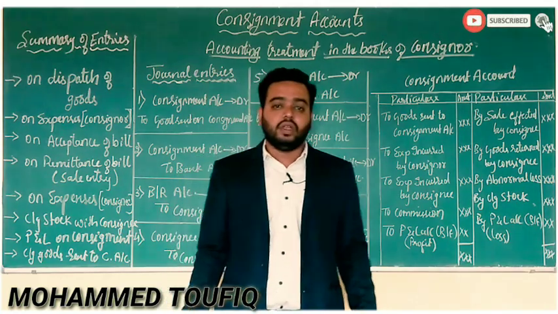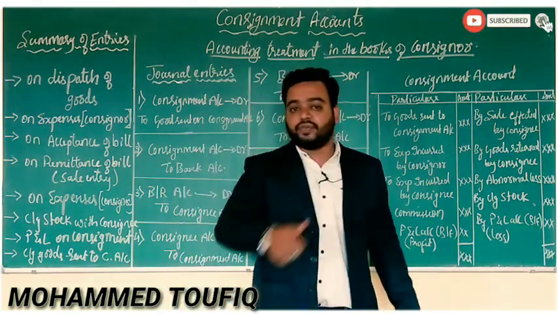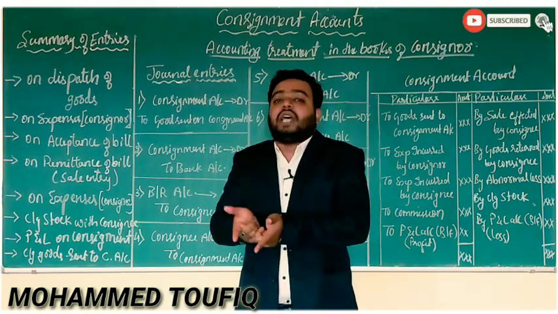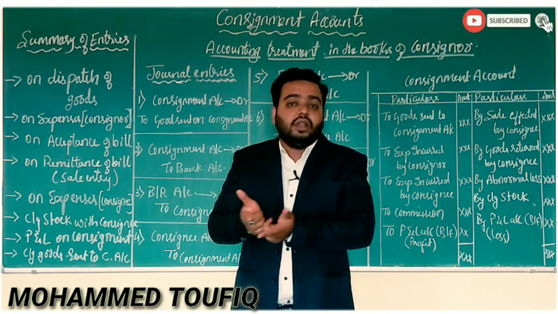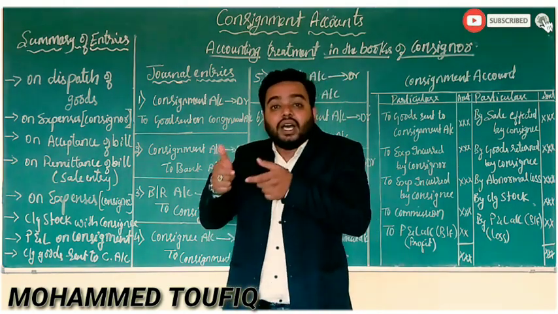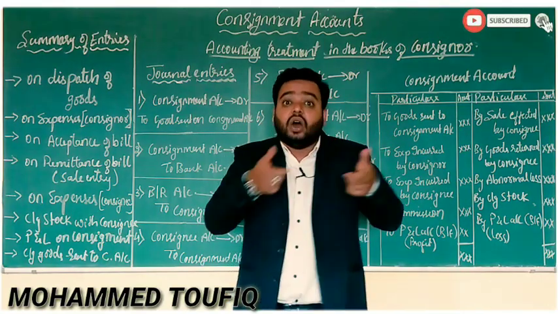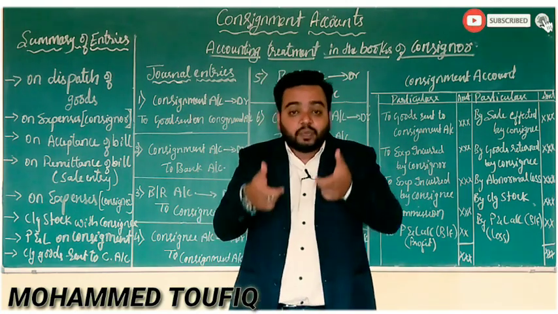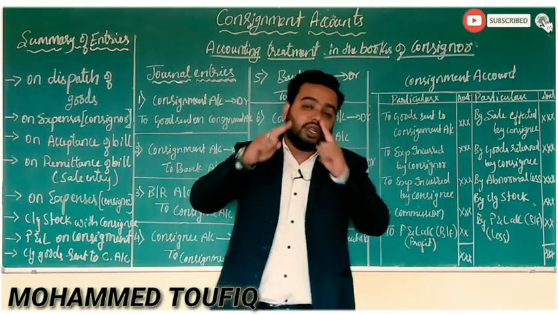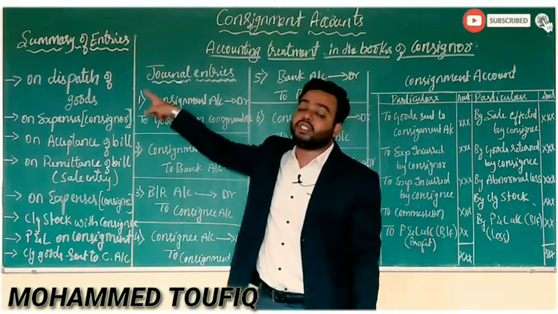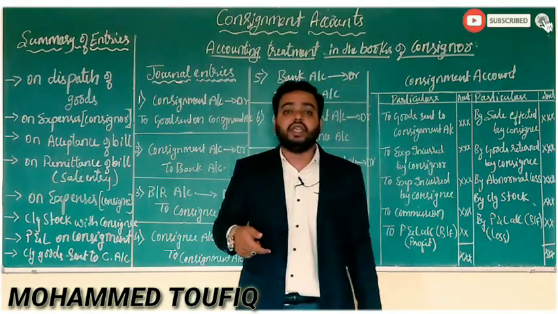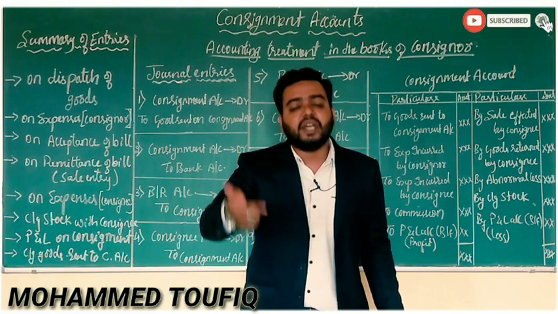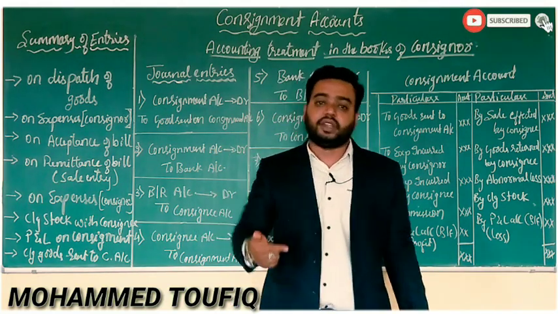So this is the summary. Once again I repeat, one is dispatch of goods. What is meant by dispatch of goods? A consignor is sending the goods to the consignee for the purpose of sale. On this particular sending of goods, where the consignee is receiving the goods, you have to prepare one general entry. The second general entry is expenses paid by the consignor. Any insurance or freight charges paid by the consignor, that expenses entry you have to prepare.